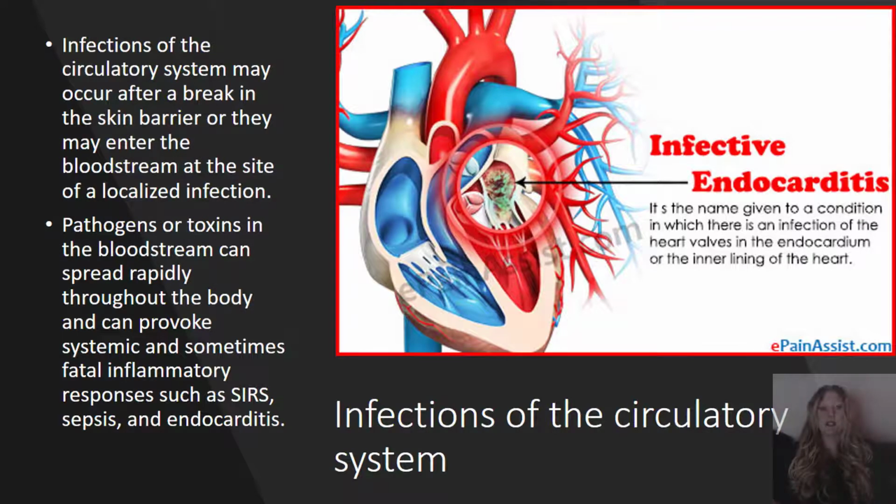Infections of the circulatory system may occur after a break in the skin barrier, or they may enter the bloodstream at the site of a localized infection. Pathogens or toxins in the bloodstream can spread rapidly throughout the body and can provoke systemic and sometimes fatal inflammatory responses, such as SIRS.